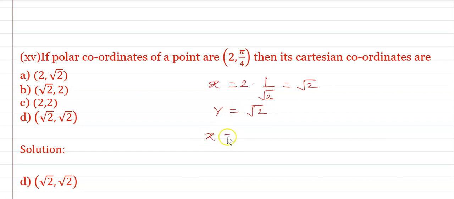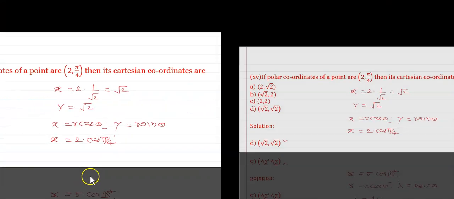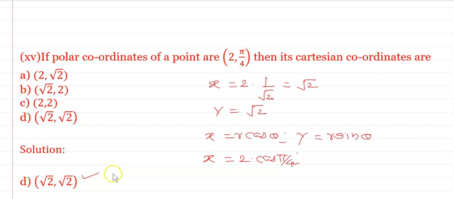What is the formula? x is equal to r cos theta and y is equal to r sin theta. Substitute the values. x is equal to here 2 and cos of pi by 4, and similarly for the y. Okay, therefore the Cartesian coordinates for the polar point 2, pi by 4 are root 2, root 2. That is, option D is the correct one.